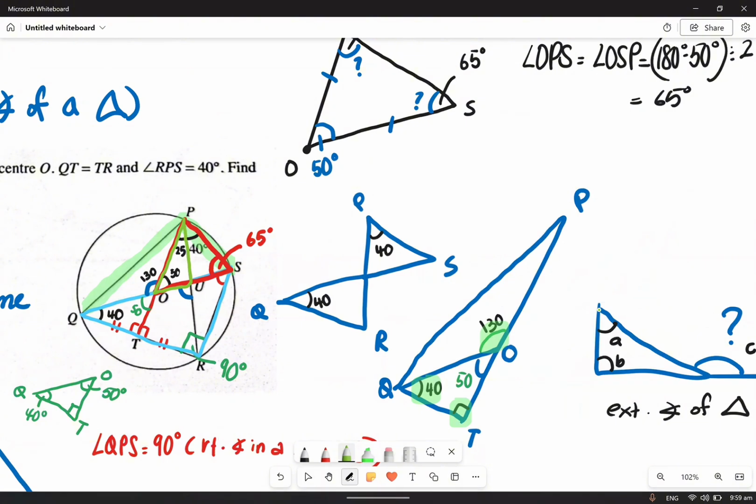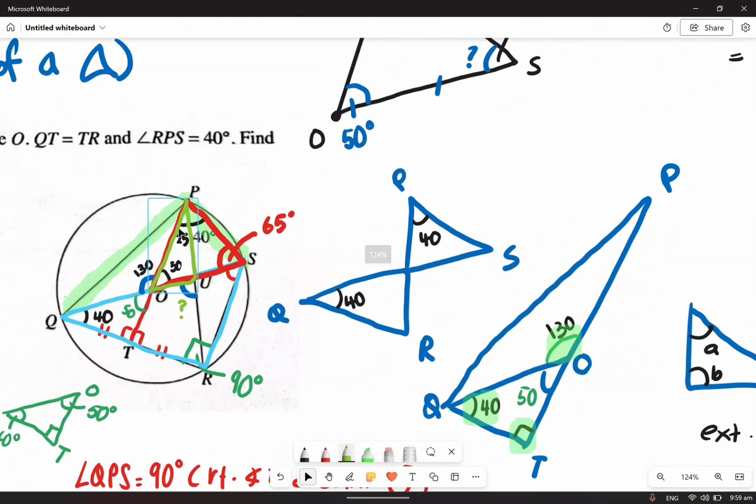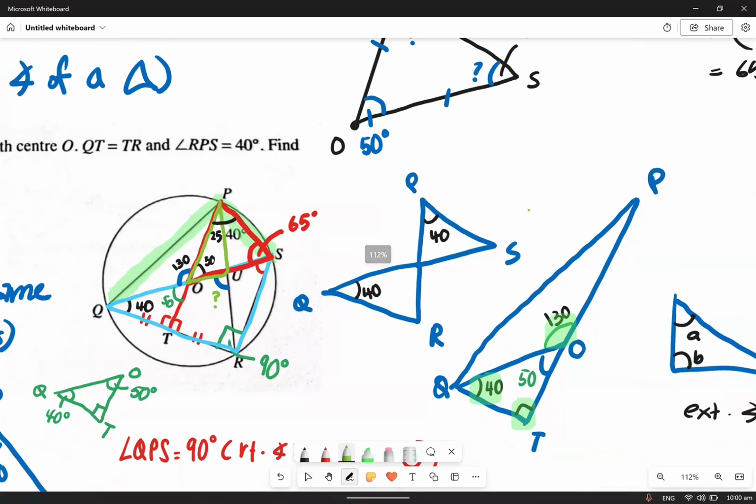So this question mark over here is solved by using 50 plus 25. Can you see this 25 and this 50? When I add them up, it gives me the outside angle over here. Do you understand or don't understand? It gives me the outside over there. Am I making sense?